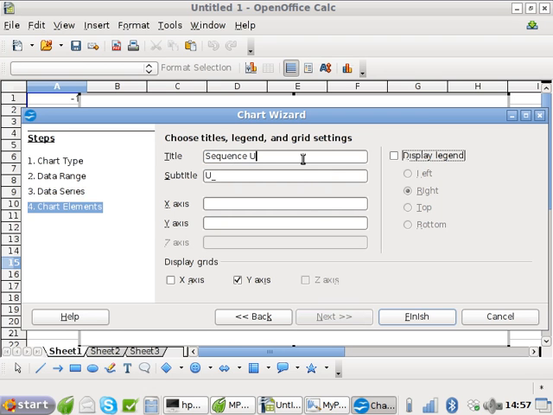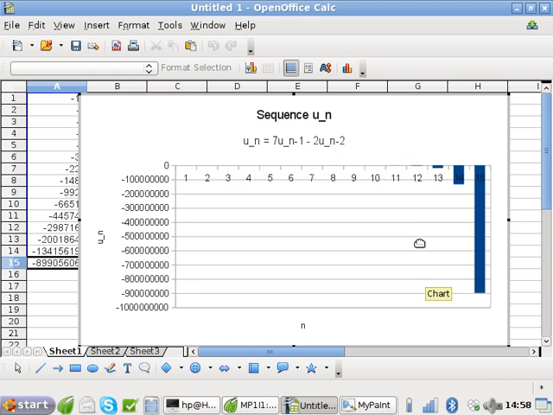Sequence u_n, and the formula here is u_n equals, what was my A? What did I say the A was? 7, wasn't it? Yeah. u_n equals 7 u_(n-1) minus 2 u_(n-2). The x-axis is n, and the y-axis is u_n. I don't really need an x, just need the y. The graph should look something like this.